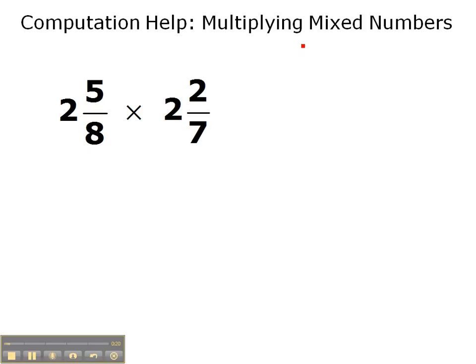So in other words, if we had a fraction like 1/2 times 2/3, we would multiply top times top. 1 times 2 is 2, and bottom times bottom. 2 times 3 is 6. And then we would just simplify that and we'd get 1/3.